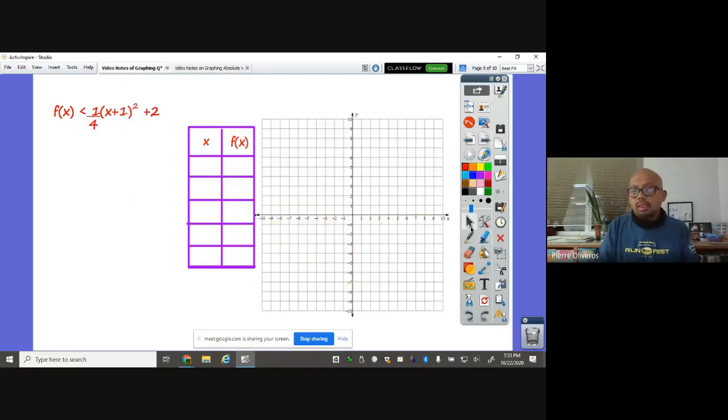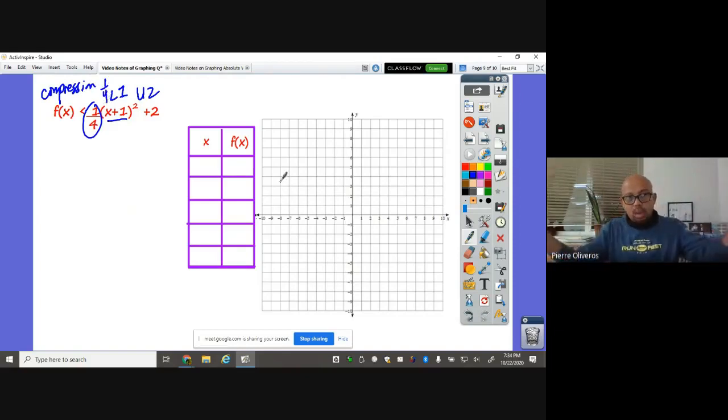Very easy, right? All right, last one here. y is less than, again, 1/4 of (x plus 1) squared plus 2. This one is telling us it's going left 1 and up 2. But the 1/4 is telling us it's going to be a compression by a scale factor of 1/4. So we expect it to be wider here, and we might need a calculator. Since we know that it's left 1, up 2, that's our vertex: (negative 1, 2). Since 1/4 is positive, it's going to open upward.